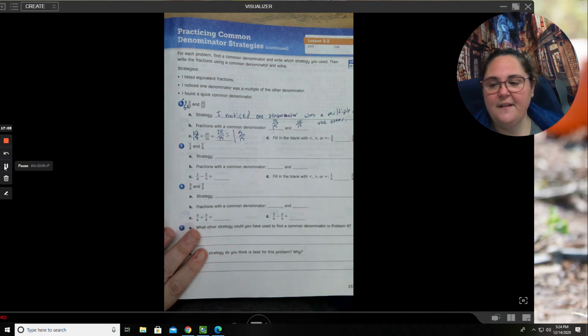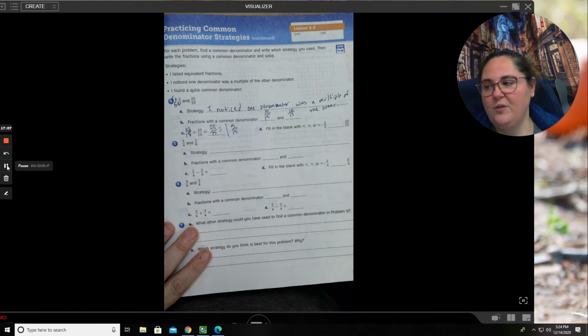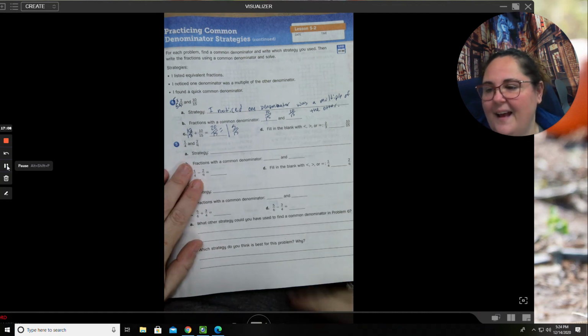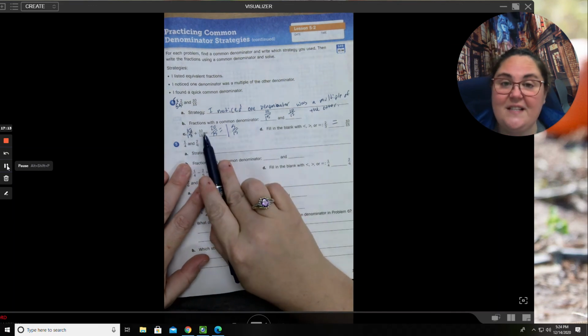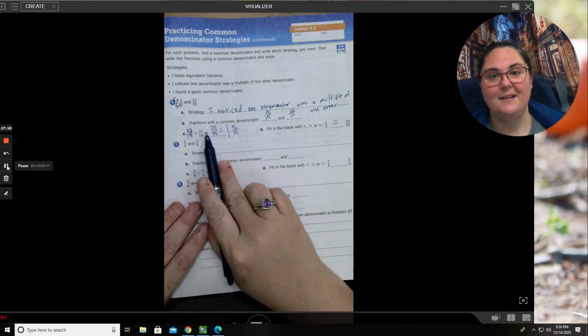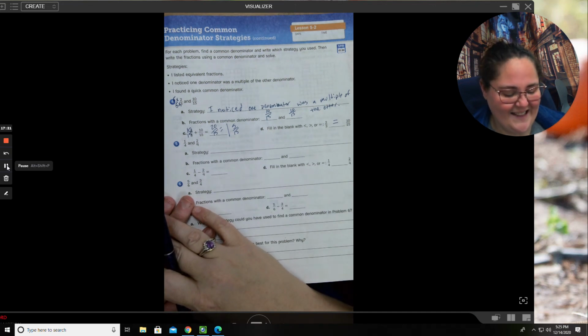All right, fill in the blank. Greater than, less than, or equal to. What do you think? All right, for this one, it is equal. We know that 10/15 and 10/15 is the same exact answer. So if I compare them, it's the same number. All right, let's look at number 5.